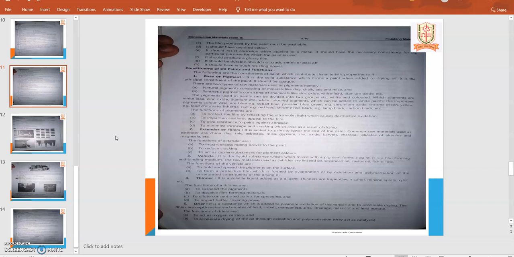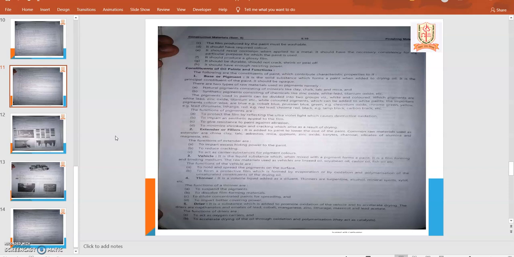Then what are the constituents of oil paint and their functions? First, the base or the pigment. It is a solid substance which forms a paint when added to a drying oil. It is the principal constituent because it is added in colored pigments to give a good quality of color.